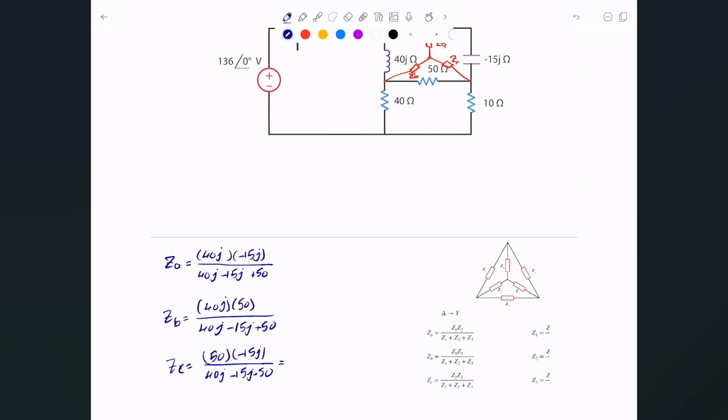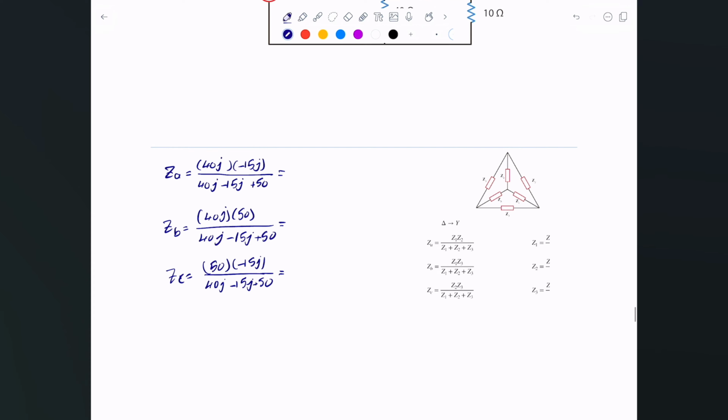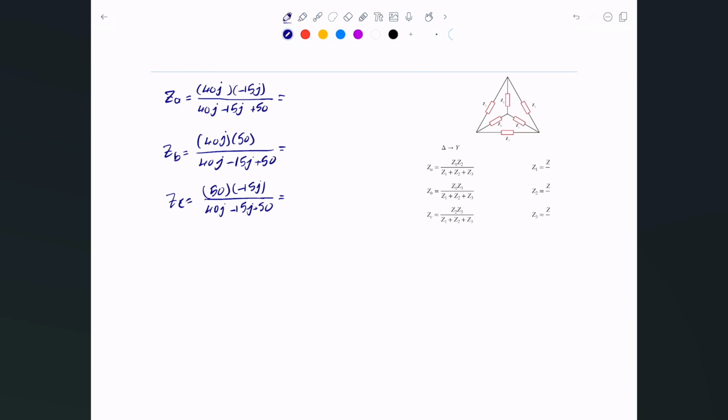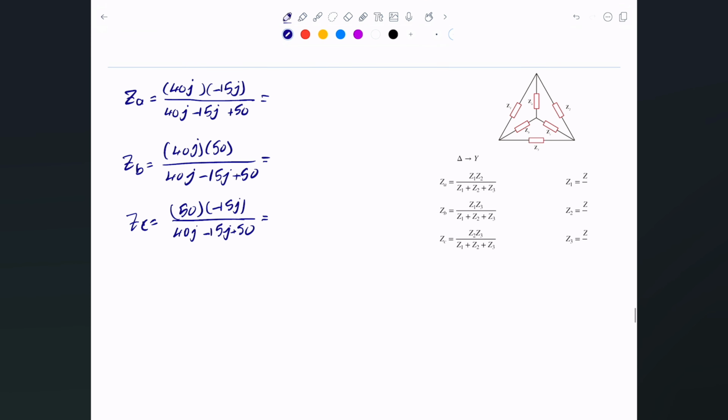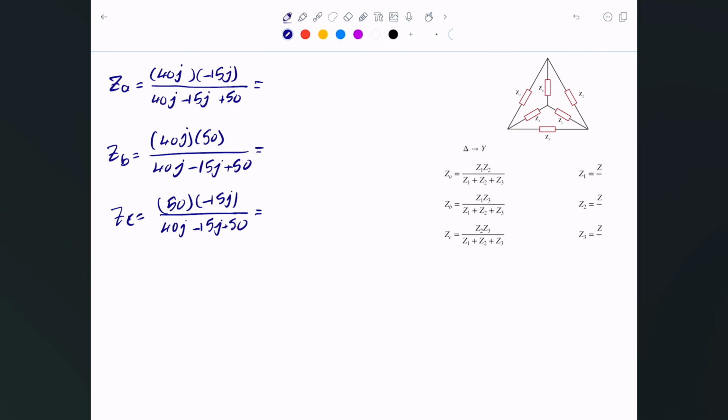All right, so let me just compute these, and let me redraw. I'll compute them and get back to you so that I don't waste your time. And here are the answers, and of course they're all in ohms because everything we have is impedances in ohms.